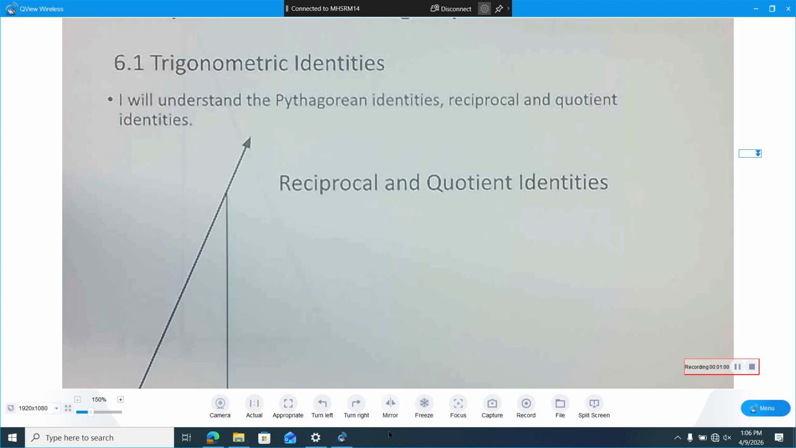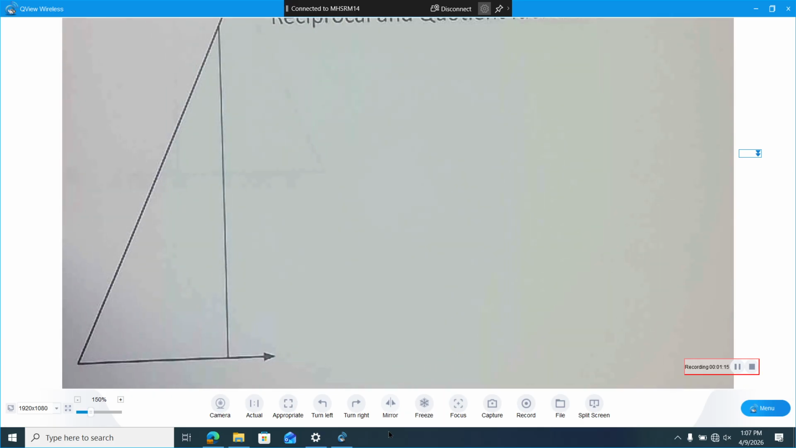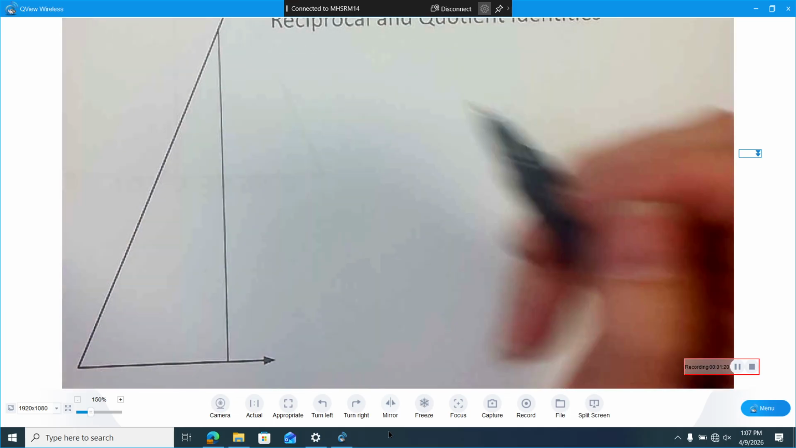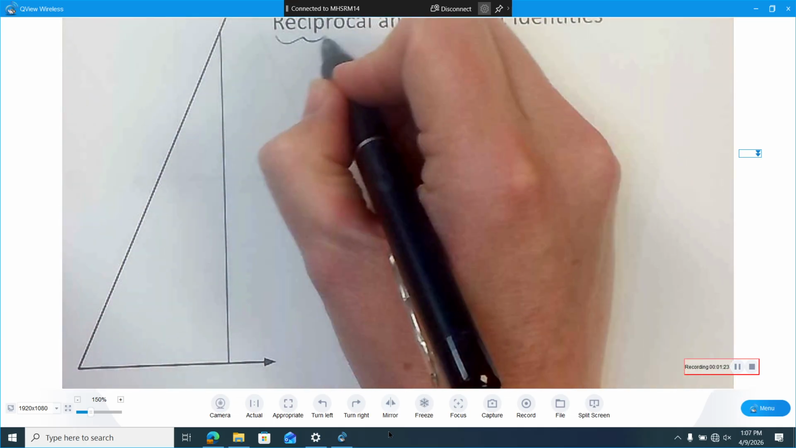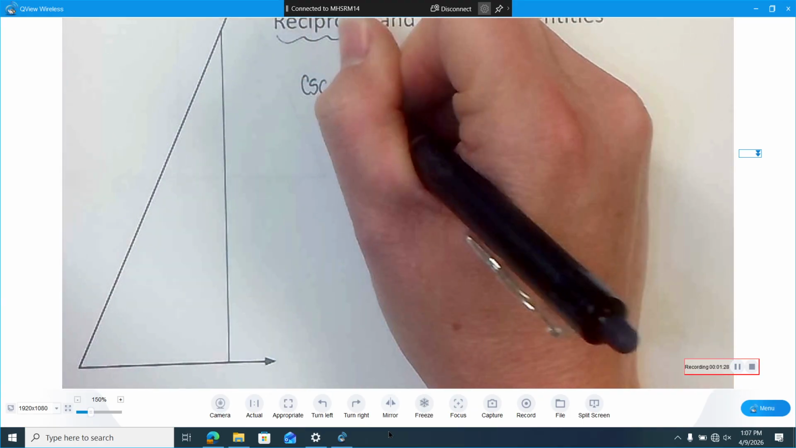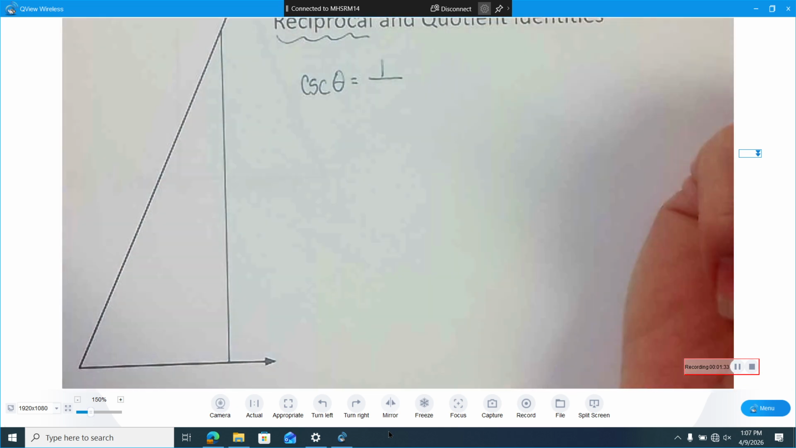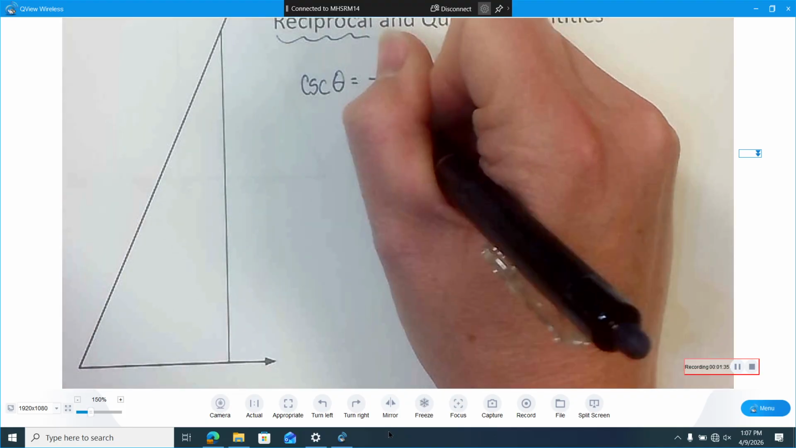And so it comes from stuff we already know a lot about. So here, we're going to talk about the reciprocal and quotient identities. I have a really giant angle here. And we already know some of the reciprocal identities. For instance, we know that cosecant of some angle is the same as 1 over sine. Yeah, you already know that.